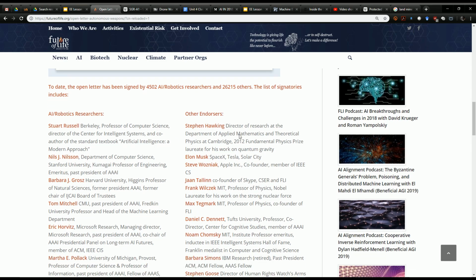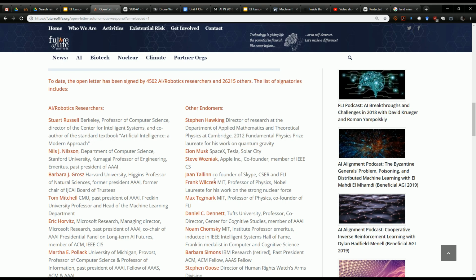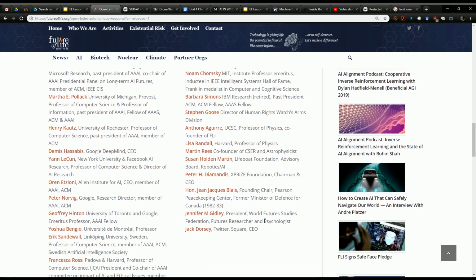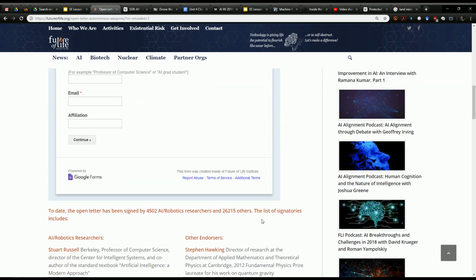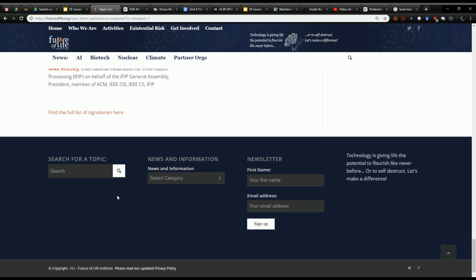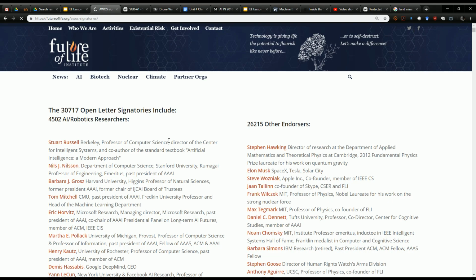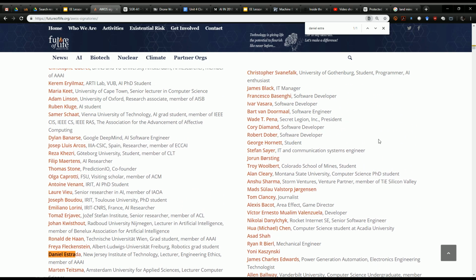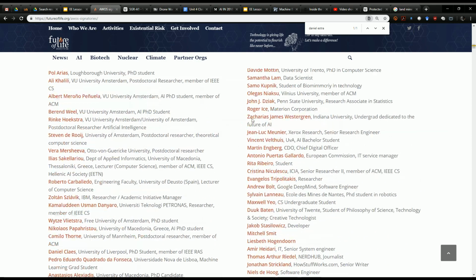Also a bunch of non-computer scientists like Elon Musk and Stephen Hawking, when he was still alive, Steve Wozniak, Max Tegmark, Noam Chomsky, also signed on to this letter. Actually, if we go to the full list of signatories, yeah, you can see also that prominent AI researcher Daniel Strada from NJIT also signed this letter. Okay, so what does the letter say?